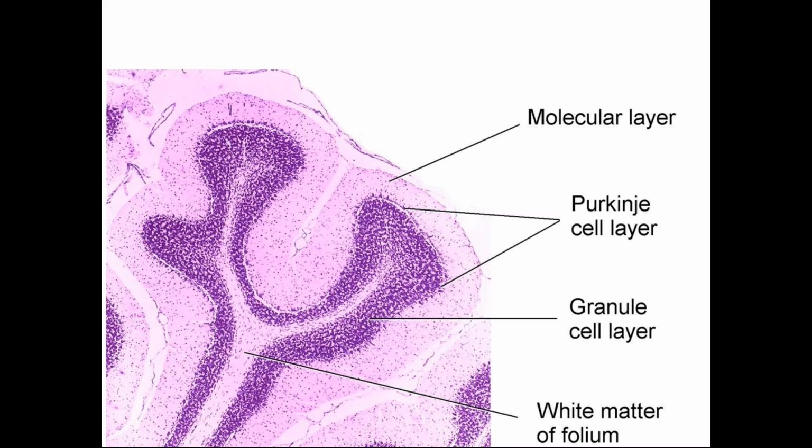The outer layer is called the molecular layer. The middle layer is a single layer of cells called the Purkinje cell layer. They are large cells, which look like baskets. They are called the Purkinje cells, and they are the main cells of the cerebellum. And the inner layer is called the granular layer.